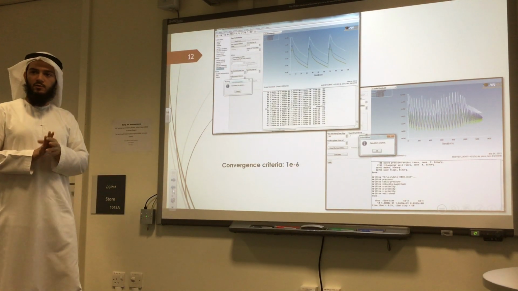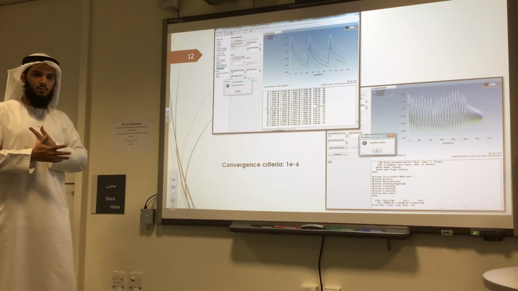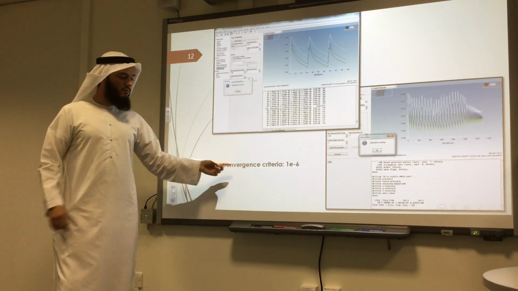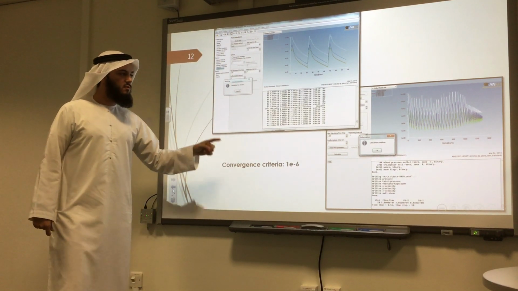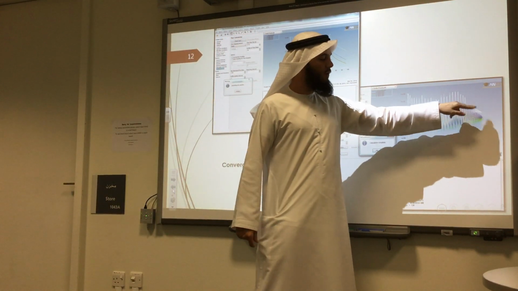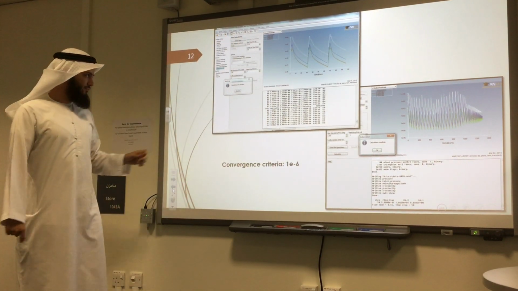After we do the pre-processing, now the computer knows how blood will interact with the aneurysm. So it starts solving. We start the solution. We have a convergence criteria, 1e minus 6, and we keep solving until we get a convergence. When we get the convergence, we are sure that our solution is correct.